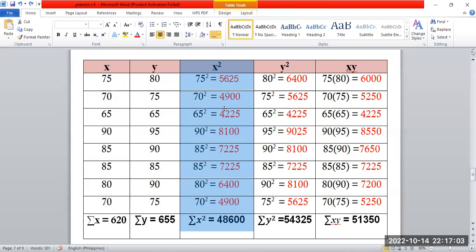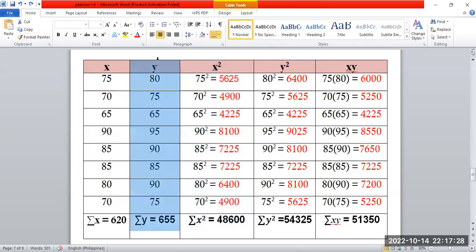So, i-add lang natin lahat ng x squared na na-solve natin. So, 5,625. Add natin hanggang kay 4,900. And that is equal to 48,600. That is the summation of x squared, or the total of all the x squared values.